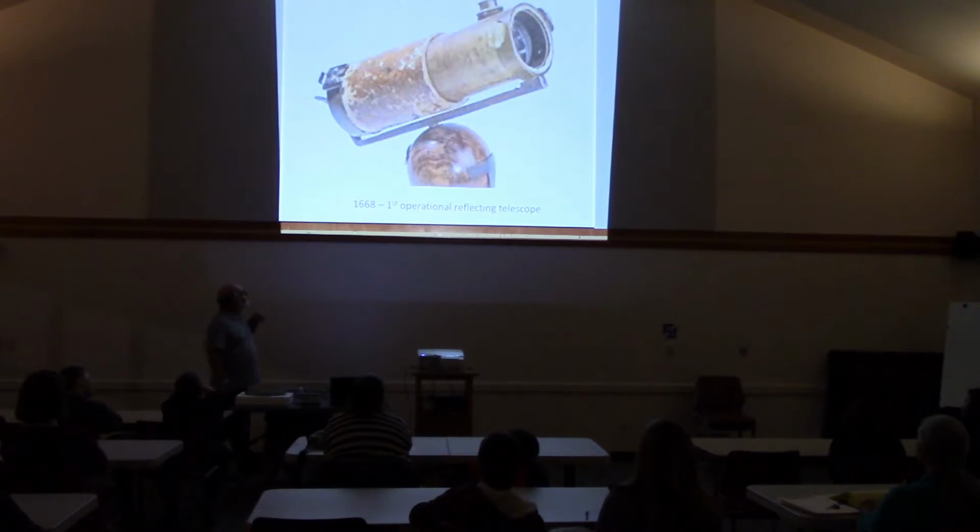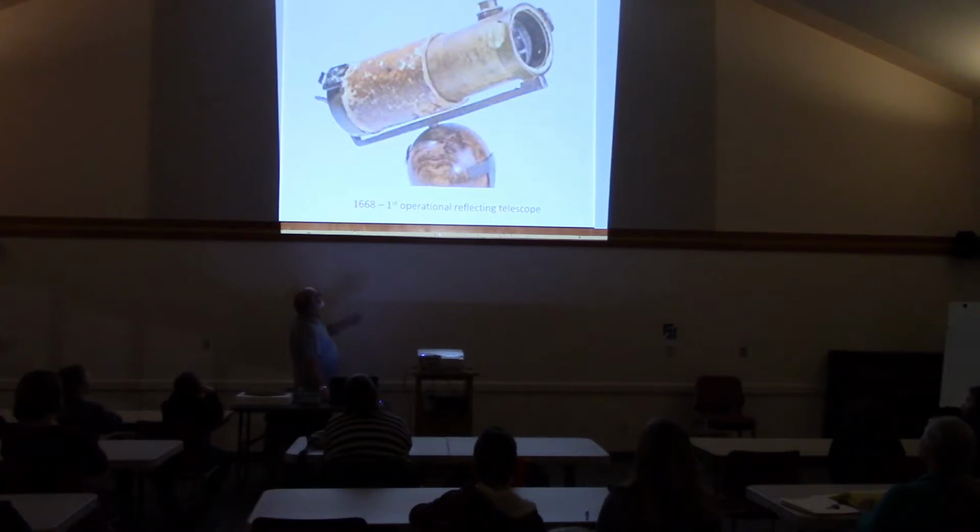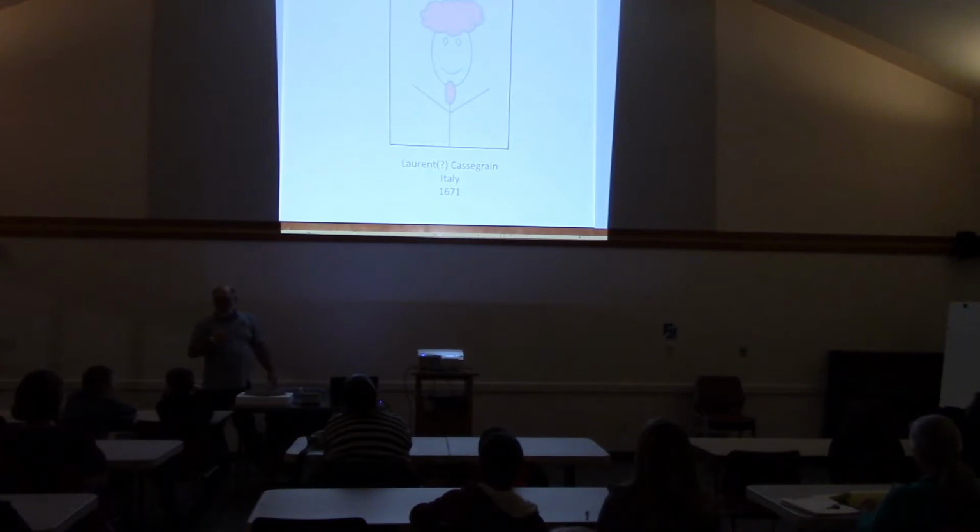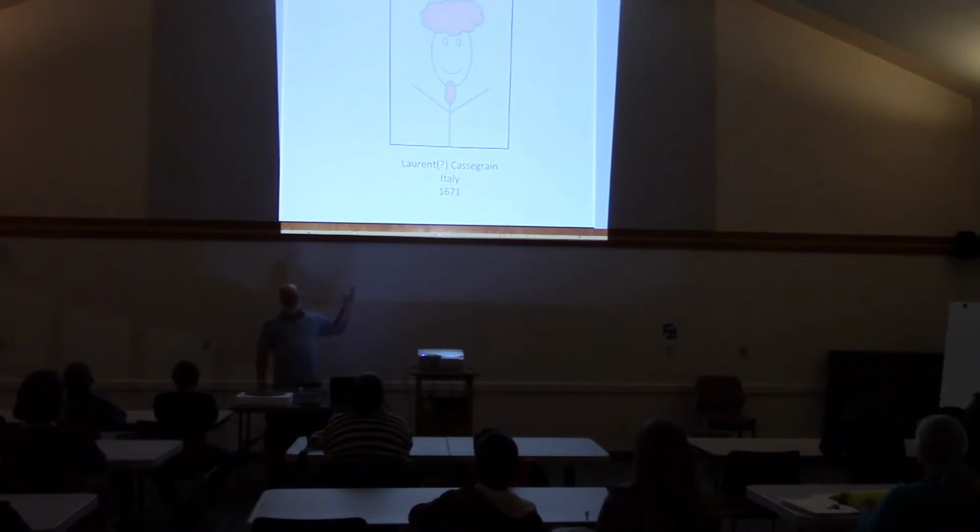It wasn't impressive. It didn't give as good of views as a refractor of the day, but it was the first one without chromatic aberration. Right behind him, Laurent Cassegrain. We don't know what he looked like. There's no portraits of him. So I thought he must have red curly hair and a goatee. We don't even know that Laurent was his first name. He's probably made the greatest advances in telescopes since Galileo, and we know so little about him.